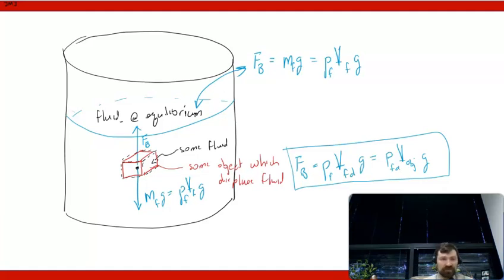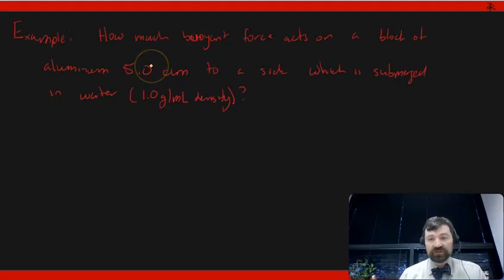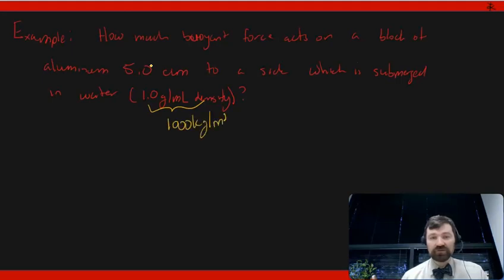So let's maybe do a quick example. For our quick example, we want to know how much buoyant force acts on a block of aluminum which is 5 centimeters to a side and which is totally submerged underwater, given that water has a density of 1 gram per milliliter, which, as we know, is equivalent to 1,000 kilograms per meter cubed. So this is your density of your fluid. This right here, we're assuming, of course, this is in Earth gravity. This right here is like the length of a side.